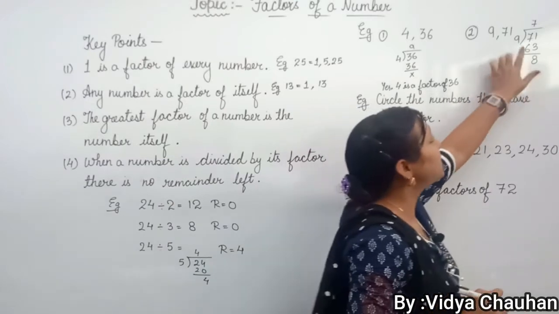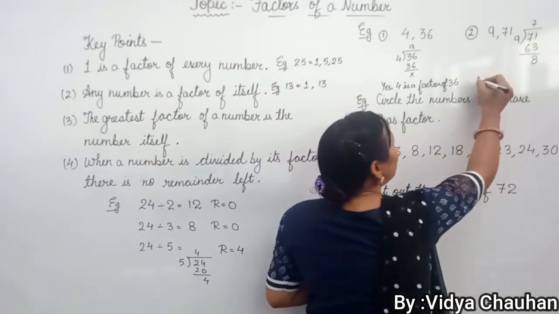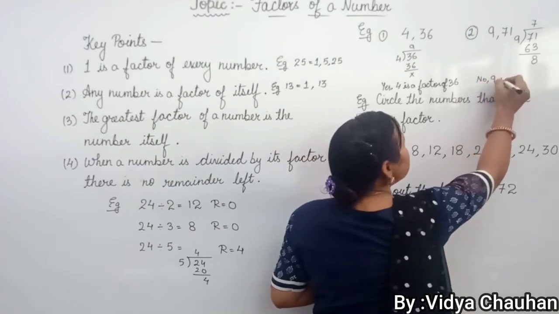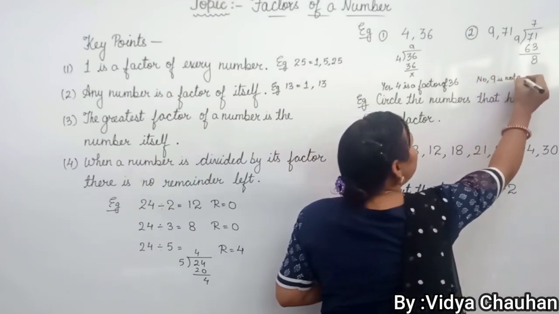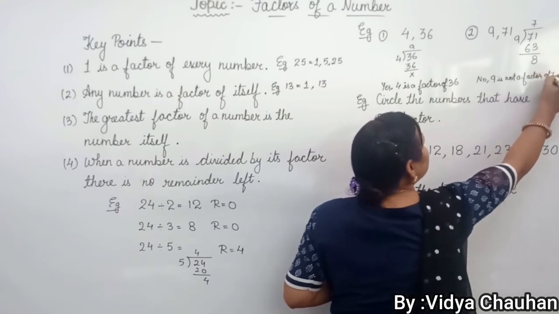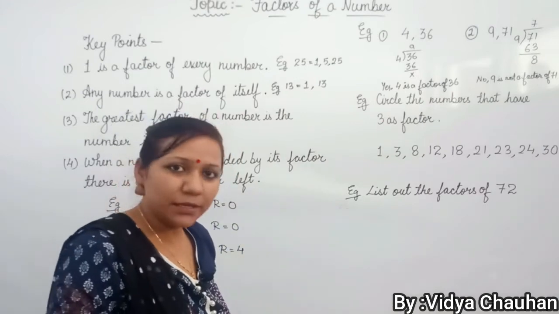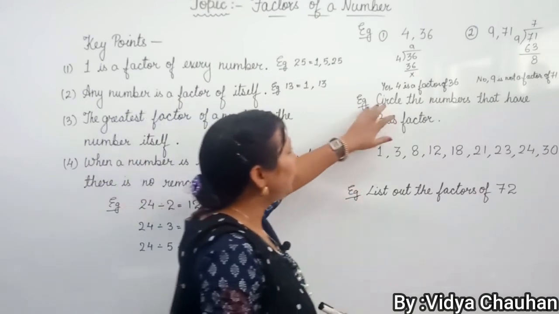And now this 8 is not divisible by 9. That means what we will write? No, 9 is not a factor of 71. 9 is not a factor of 71. Clear, students? Taking one more example.